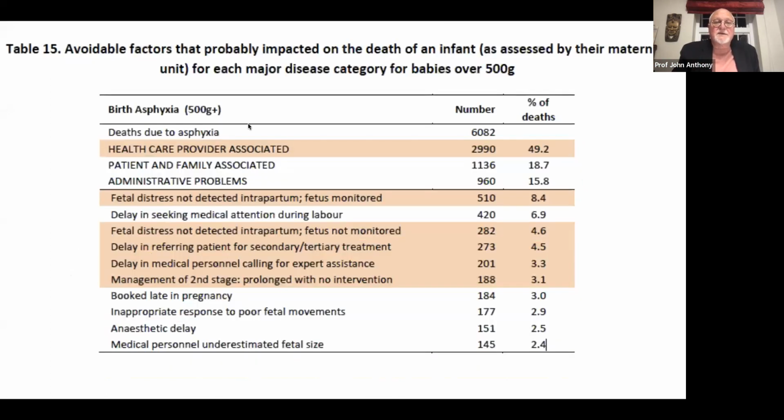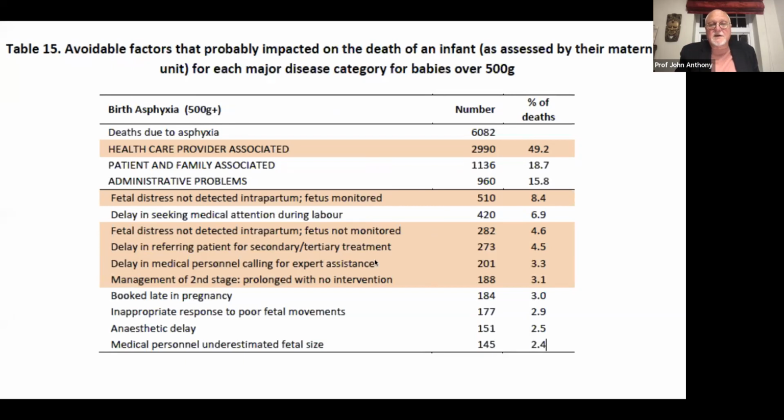Now, just to expand on this a little bit further, this comes from the Saving Babies report, and it has reference to the factors known to be the avoidable factors associated with the delivery of babies that have died, stillbirths due to asphyxia, in other words, due to intrauterine hypoxia.